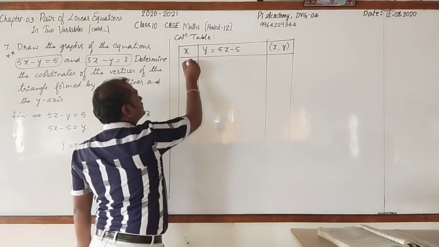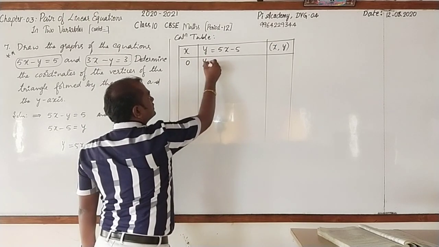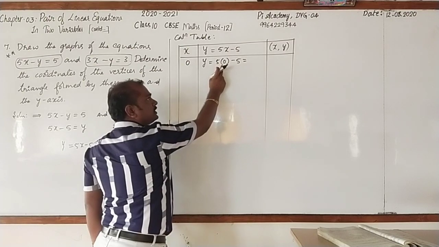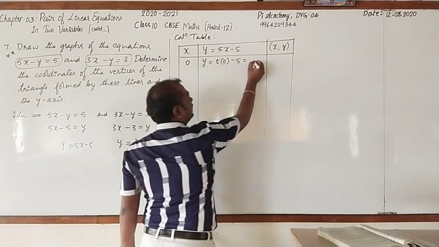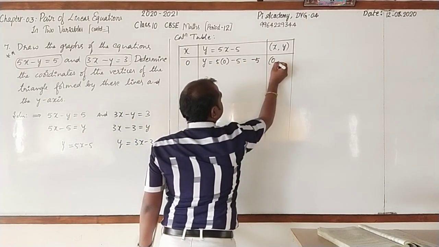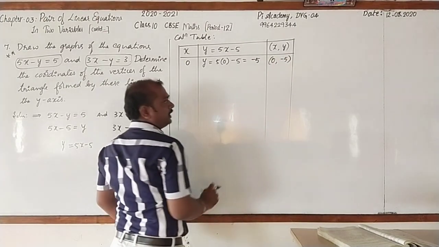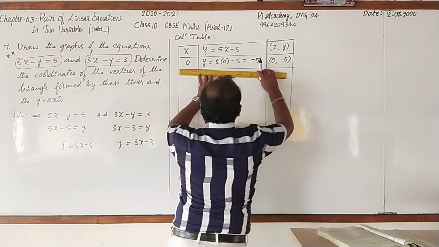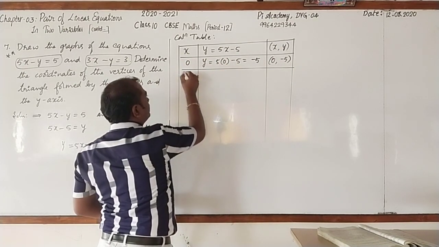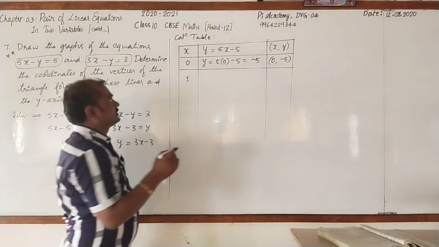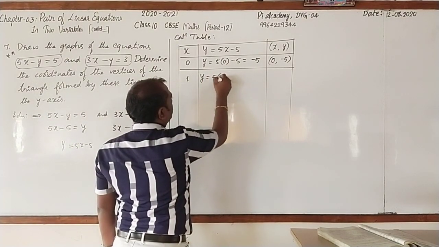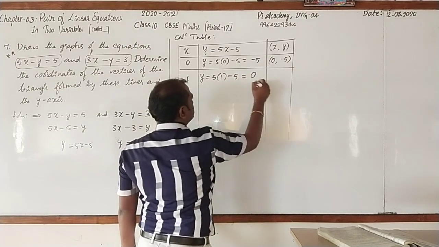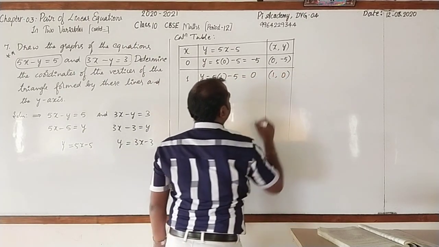When x is 0, y is equal to 5 into 0 minus 5. What is 5 into 0? 0. 0 minus 5? Minus 5. When x is 0, y is minus 5. Next, let's take 1 in place of x. Yes, write with me. Y is equal to 5 into 1 minus 5. 5 ones are 5. 5 minus 5? 0. It is 1 comma 0.